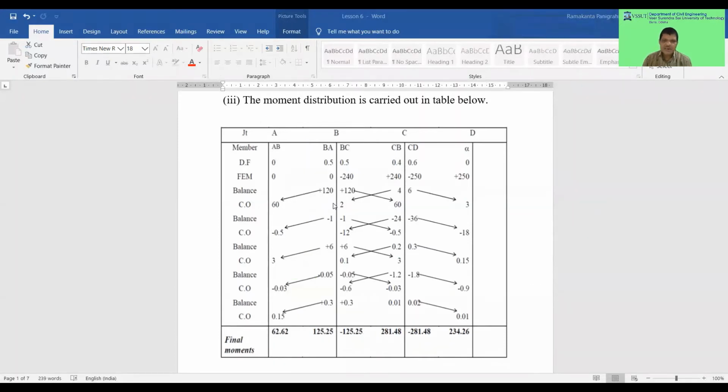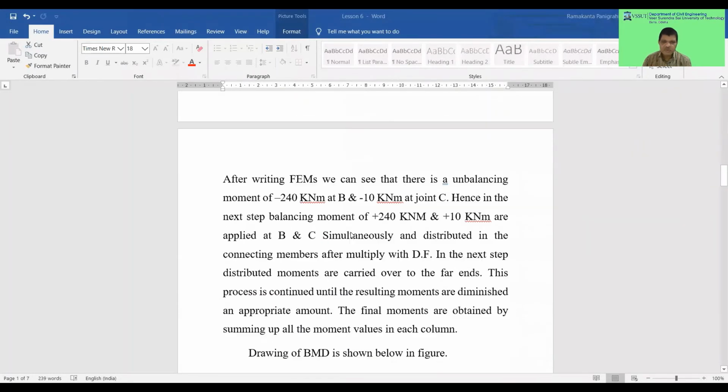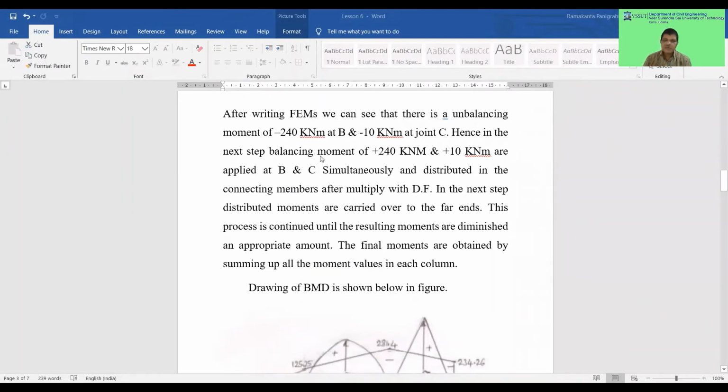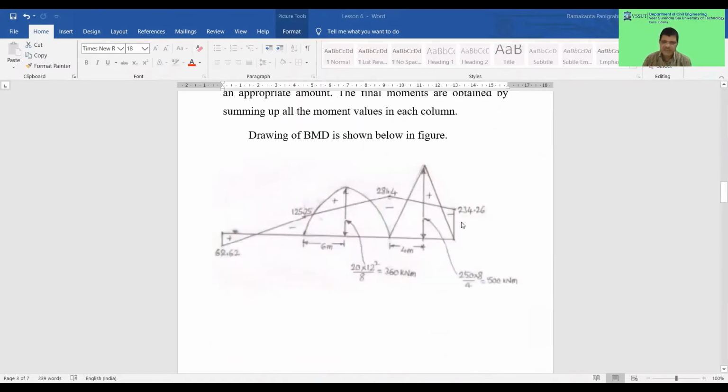Once you find the moments, you have to draw the bending moment diagram. After writing the fixed-end moments, we can see there is an unbalanced moment. This was explained again, but I am not doing it here because I have already explained how it is done. This is the procedure. Now let us go to the bending moment diagram.